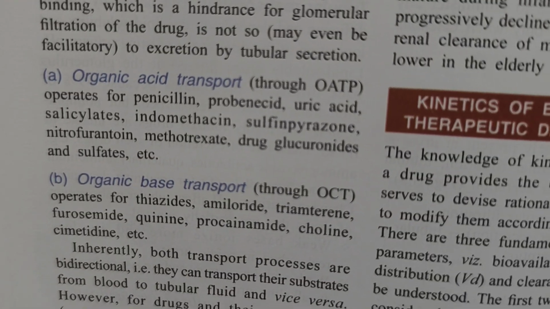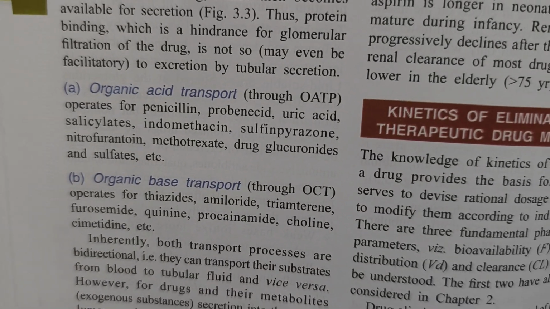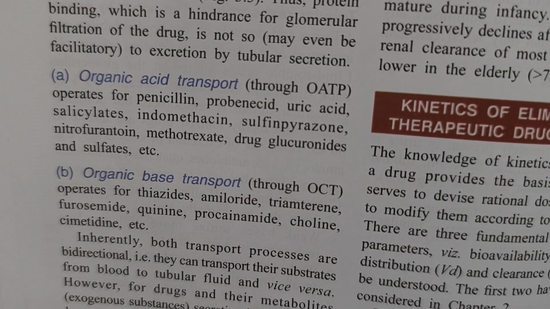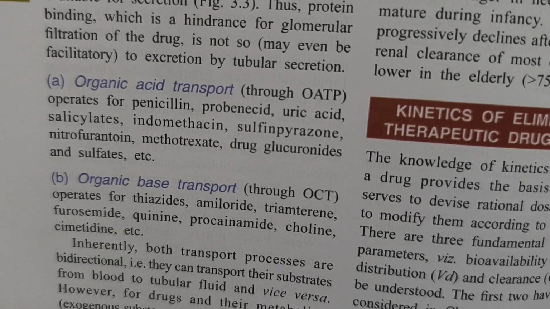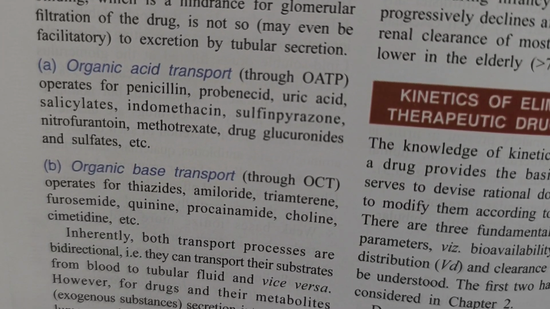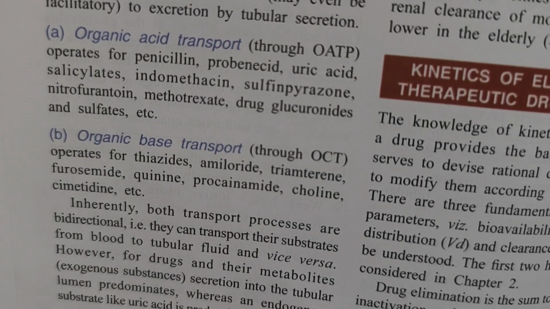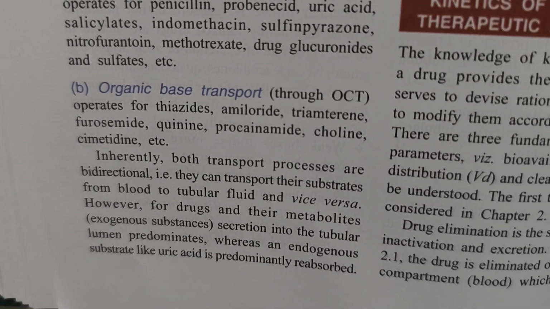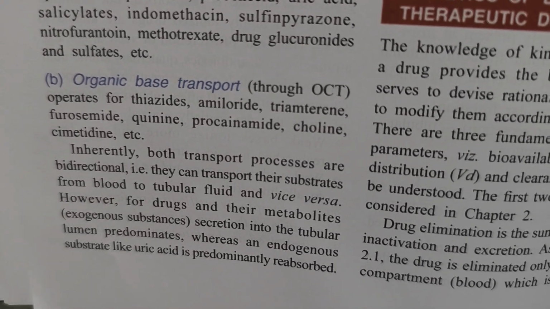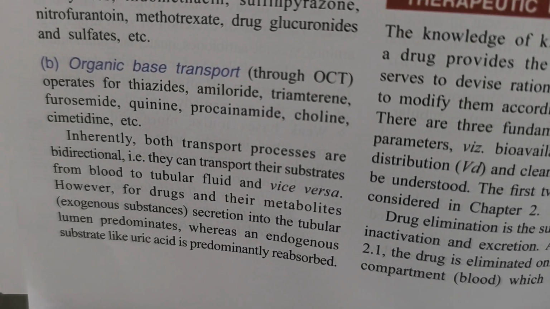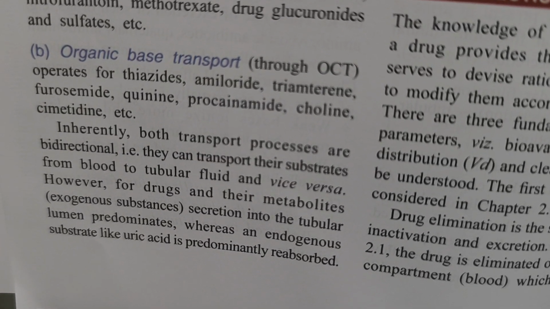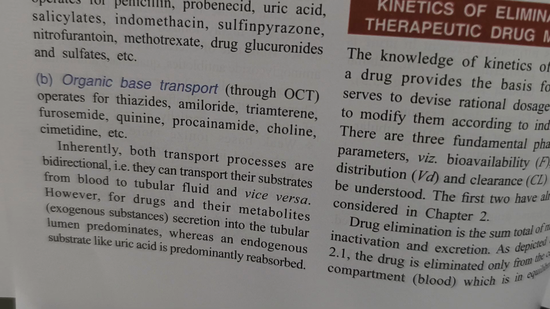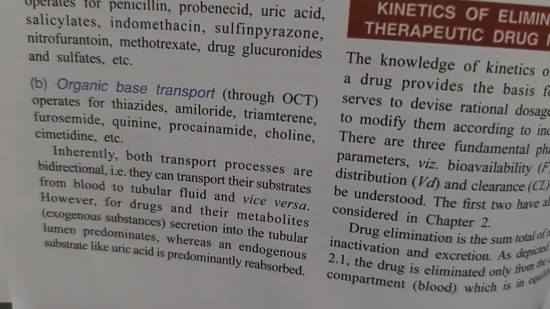Organic acid transport through the OAT operates for penicillin, probenecid, uric acid, salicylates, indomethacin, sulfinpyrazone, nitrofurantoin, methotrexate, drug glucuronides and sulfates, etc. Organic base transport through OCT operates for thiazides, amiloride, triamterene, furosemide, quinine, procainamide, choline, cimetidine, etc.